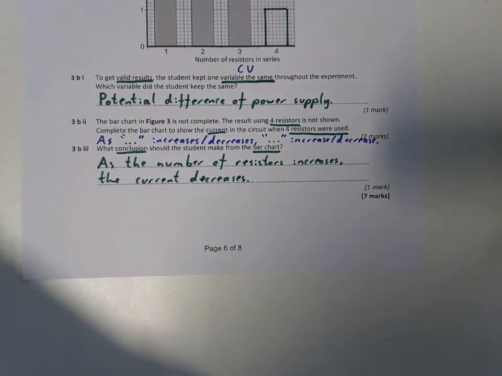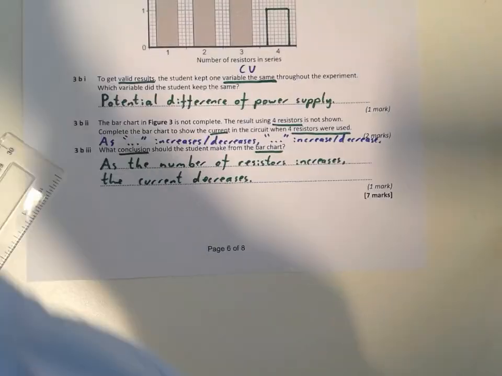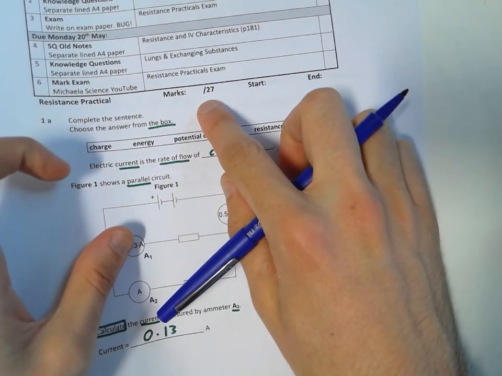Once you've marked all of that, make sure you go back to the front page and write on your mark out of 27.